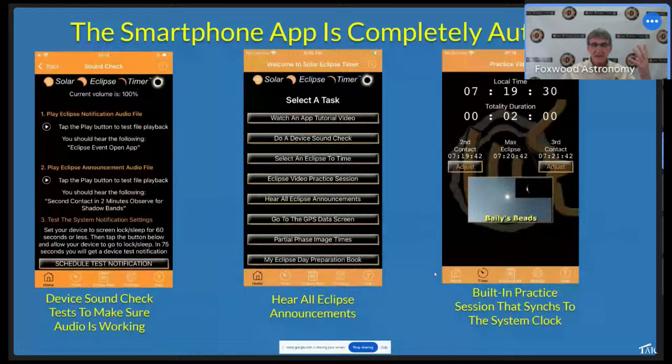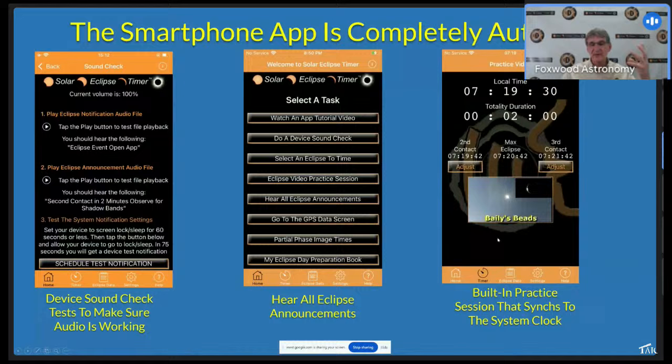Because this is so reliant on the audio working, there's a device sound check page which runs your phone through three important tests to make sure your audio is on and your notifications are on for eclipse day. There's a hear all announcements session, which has a compressed eclipse in it that runs over about an hour and 10 minutes. So you can hear all the announcements for the eclipse. And the big thing is this feature in the app, which is called the video practice session.